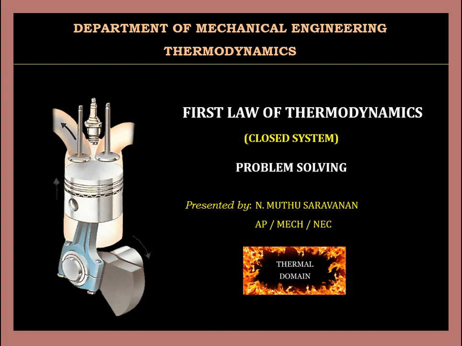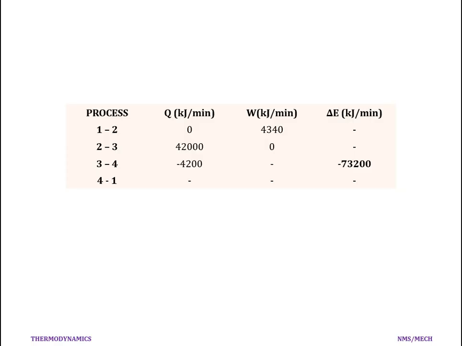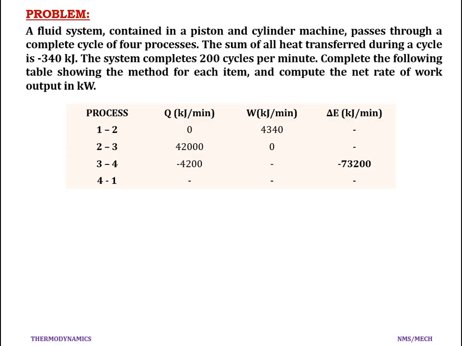Let's go to the problem question. A fluid system contained in a piston and cylinder machine passes through a complete cycle of 4 processes. The sum of all the heat transferred during a cycle is minus 340 kJ. The system completes 200 cycles per minute. Complete the following table showing the method for each item and compute the net rate of work output in kilowatts.